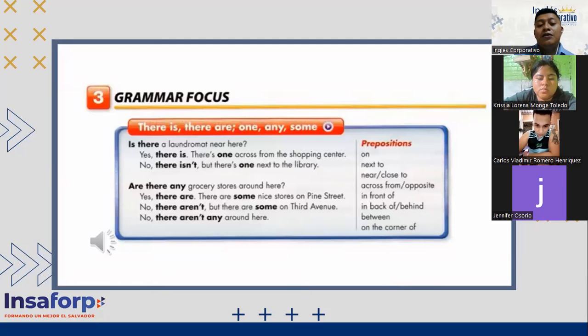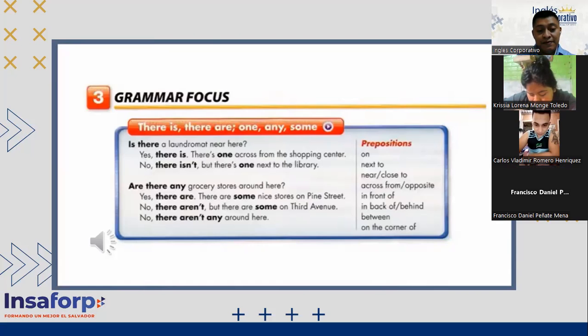Are there any churches around your neighborhood? ¿Hay algunas iglesias en los alrededores de su vecindario? Yes, there are. Okay, so yes, there are some churches, right? And you say, where are they?